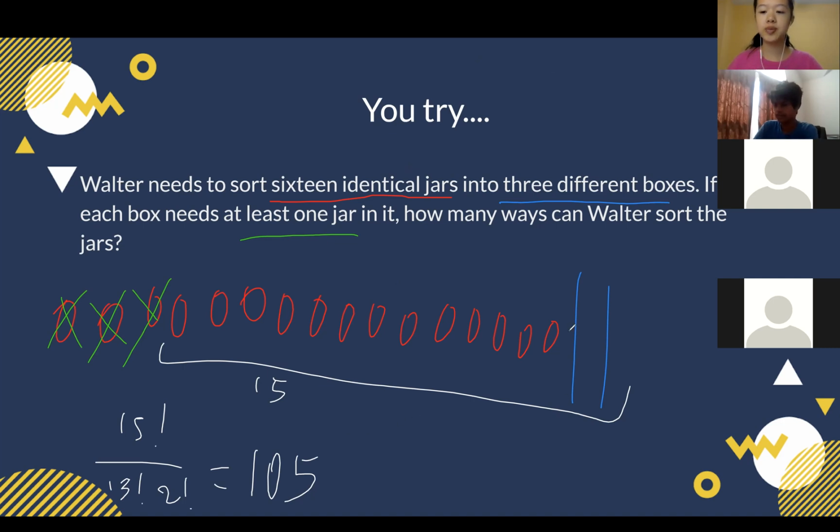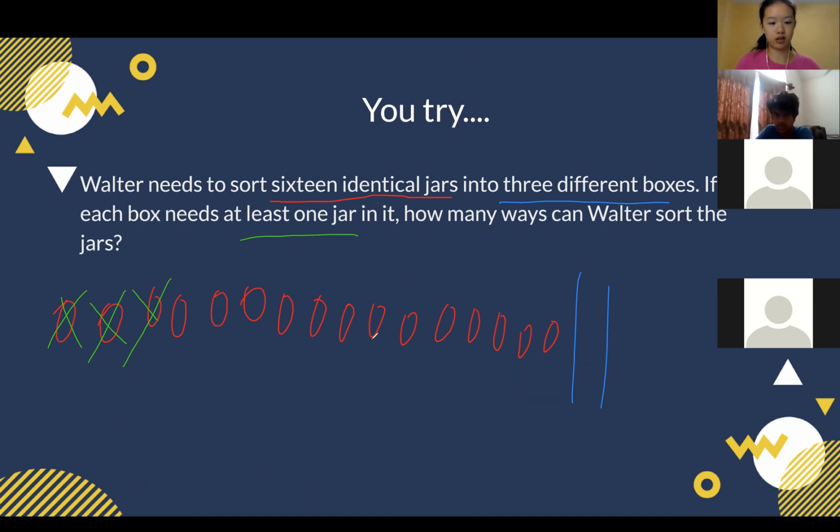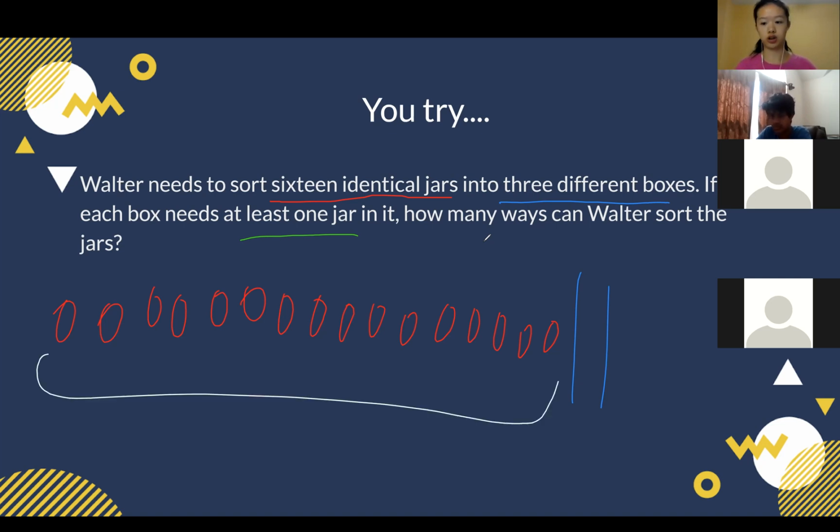Oh, 13? 13 is because, okay, I can re-explain this problem. So we have 16 identical jars, right? I'm just going to go back a little bit. I drew the jars as these red circles. Then we have 3 different boxes, which means we're dividing the jars into 3 groups. Remember that in order to divide something into 3 groups, you only need 2 sticks, because the spaces around the sticks are the groups. Here are our 2 sticks, in blue, and over here are our jars, in red.